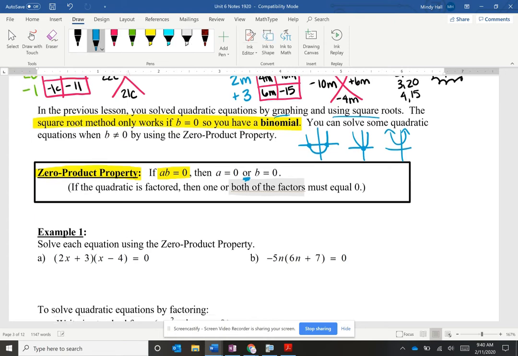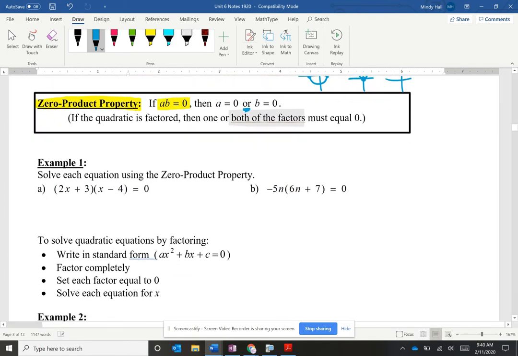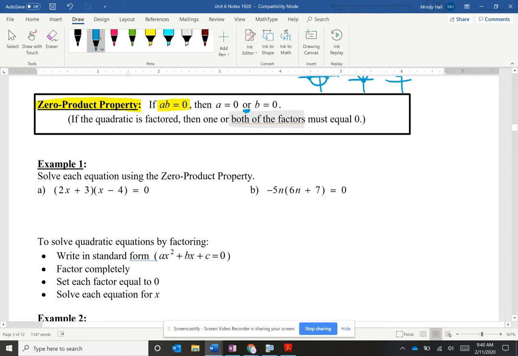Okay, so to see this in action, if you look at example 1, I have two things getting multiplied together, 2x plus 3 and x minus 4. And so I don't know when it's going to be 0, but I know that if 2x plus 3 equals 0, then this would be 0. And I know that if x minus 4 equals 0, then it is also going to be 0. So we solve for both.